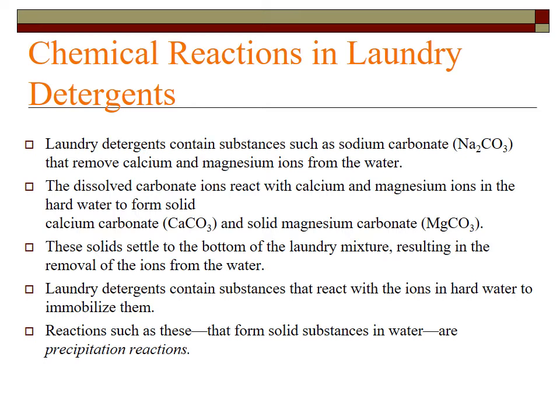These solids settle to the bottom of the laundry mixture, resulting in the removal of the ions from the water. Laundry detergents contain substances that react with the ions in hard water to immobilize them. Reactions such as these that form solid substances in water are referred to as precipitation reactions, and we will talk about those a little later.